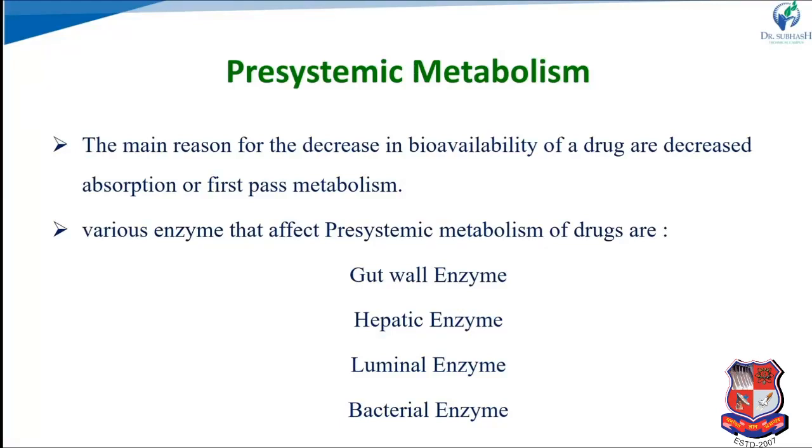Pre-systemic metabolism or first pass metabolism is the main reason for the decrease in the bioavailability of any drug. It is one of the reasons, or we can say a parameter, that absorption is less and bioavailability of the drug decreases due to the first pass effect. Various enzymes go for pre-systemic metabolism, like gut wall or mucosal enzymes, hepatic enzymes, and luminal and bacterial enzymes present in parts of the GI tract that metabolize the drug.